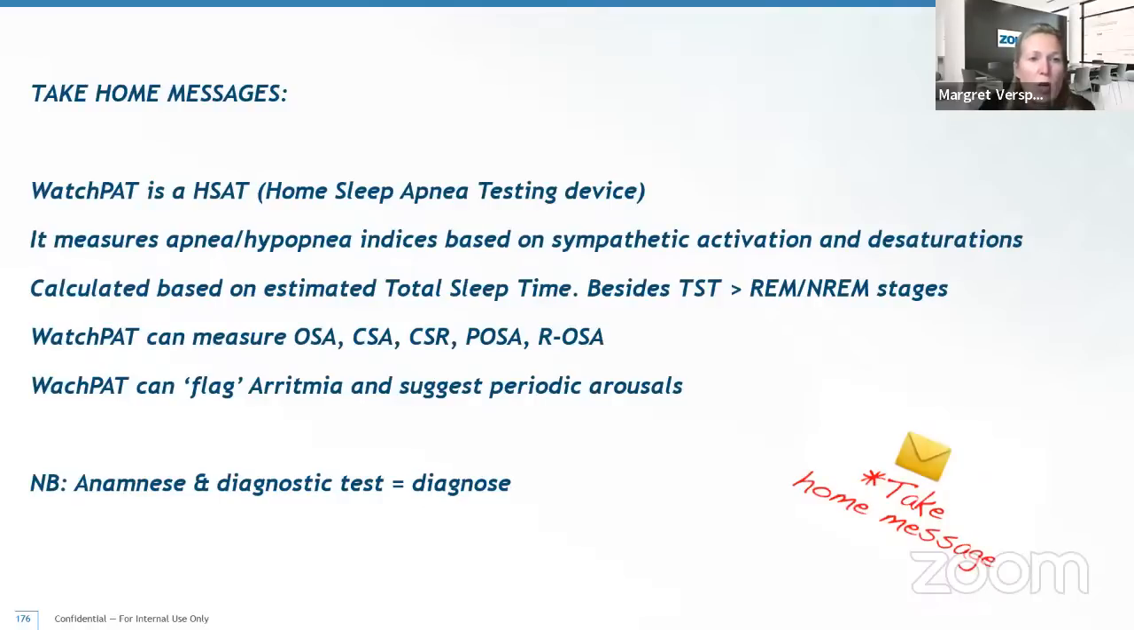The WatchPAT is a home sleep apnea testing device. It measures apnea-hypopnea indices based on sympathetic activation and desaturations, calculated based on estimated total sleep time. And besides total sleep time, we have the REM and the non-REM stages, and we have the light sleep and the deep sleep. We can measure obstructive sleep apnea, central sleep apnea, Cheyne-Stokes respiration, positional-related sleep apnea, REM-related sleep apnea, and also flag arrhythmia and suggest periodic arousals. But you need to know what you are looking at. You need to know what kind of patients you have, and your anamnesis plus your diagnostic test is your diagnosis.